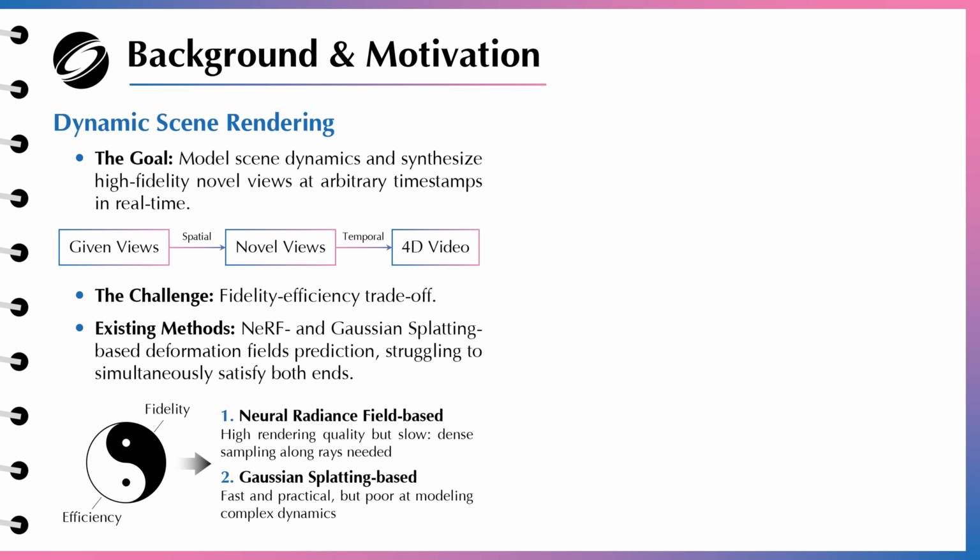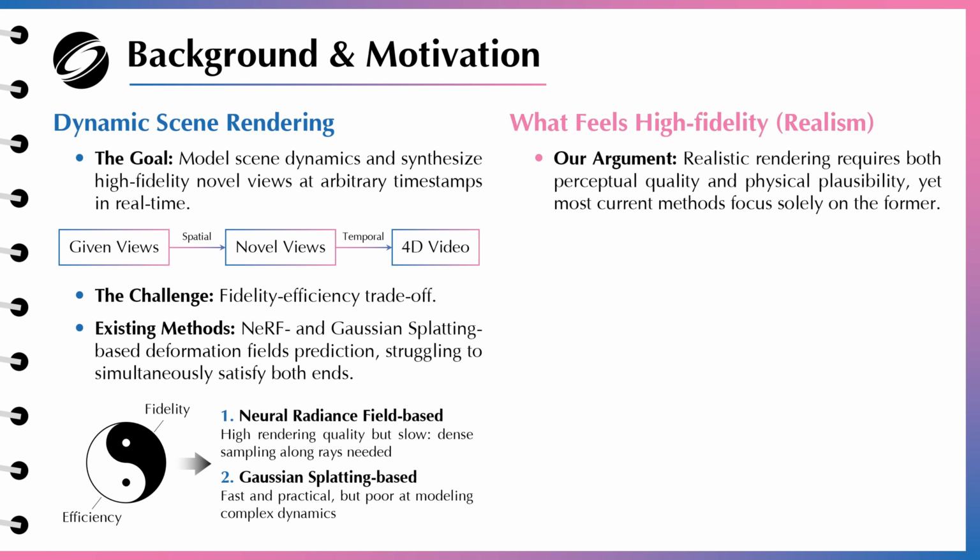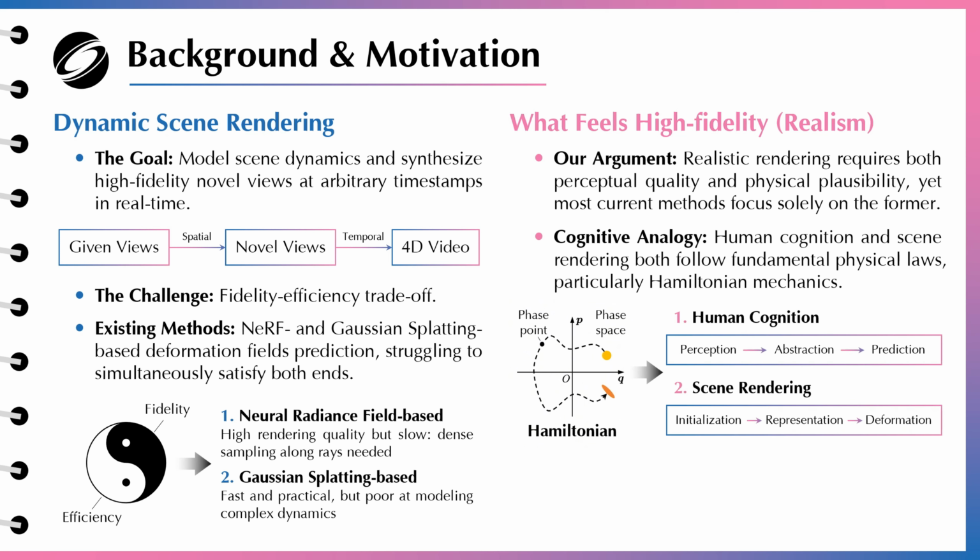So we have to ask, what actually makes dynamic scene rendering feel high fidelity? We argue that realistic rendering requires not only perceptual quality, but also physically plausible dynamics, which most current approaches have overlooked. Interestingly, we find that the processes of human cognition and scene rendering both follow fundamental physical laws, particularly Hamiltonian mechanics, demonstrating the natural applicability of Hamiltonian principles to dynamic scene rendering.